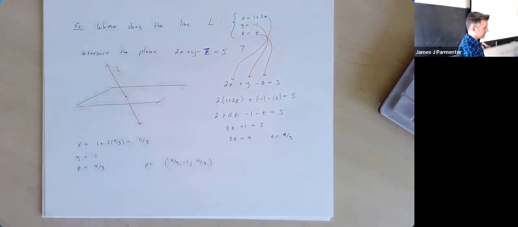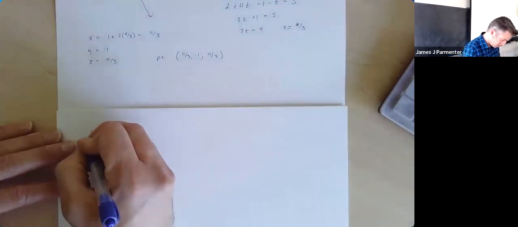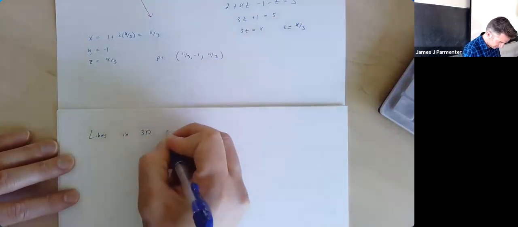Lines in space are kind of neat. They can do a few things. So in two-dimensional space, you only have a couple options. Two-dimensional space lines can either intersect or be parallel, or I guess they can be the same, right? We can say they coincide. The lines in three-dimensional space have a third option.